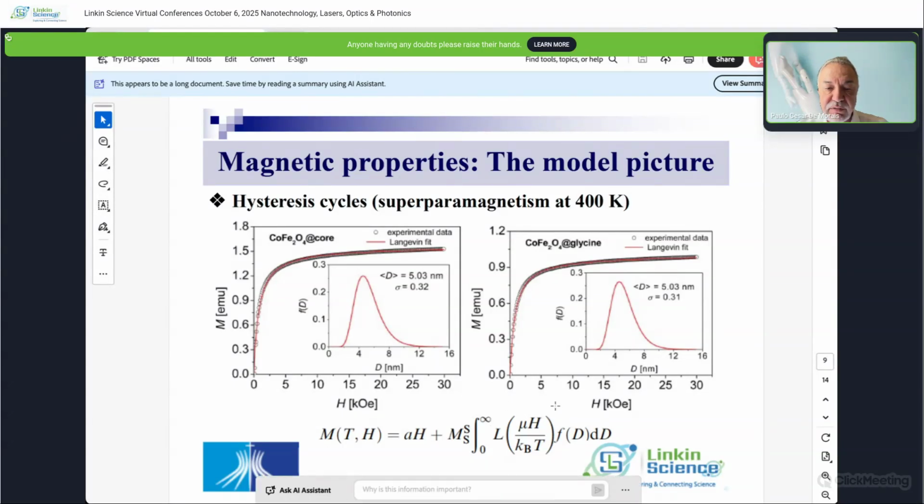We use the Langevin function modulated by the particle size distribution, which is the log normal distribution function. And from this, we can extract, indirectly, the particle size distribution from the hysteresis cycle measurements. So you can see in the inset of both plots the extracted particle size distribution with a mean size of 5.03 for the core and 5.03 for glycine surface coating. So the data is about the same as the data extracted from the transmission electron microscopy.